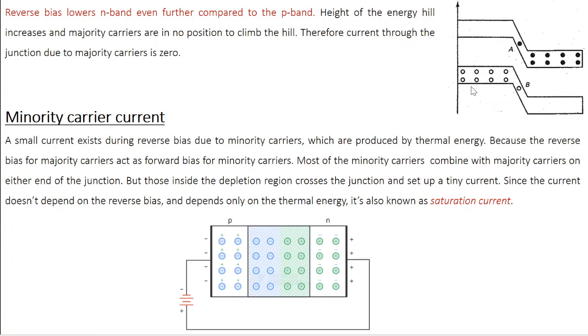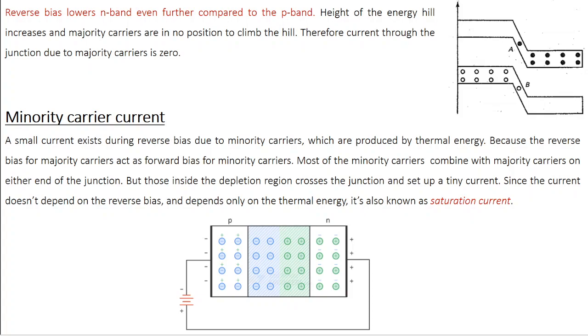And if you look at the energy diagram, the energy difference between the p and n sides increases during the reverse bias. In other words, it increases the height of the energy hill. So you can see from the diagram, the free electrons on the n side do not have sufficient energy to cross this energy hill. So as a result, there is no current due to the majority carriers during the reverse bias.